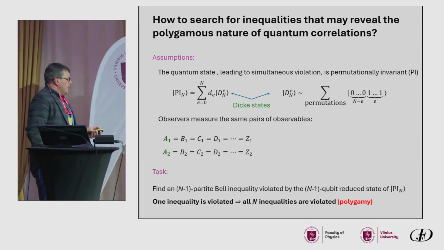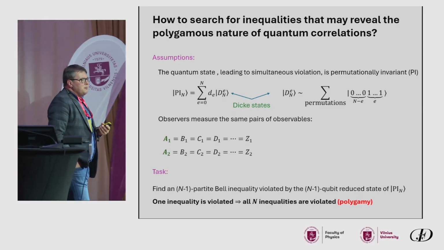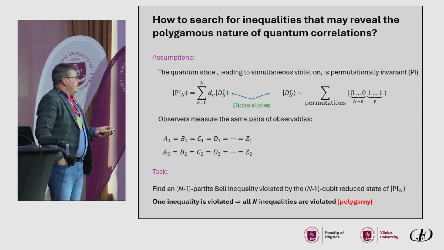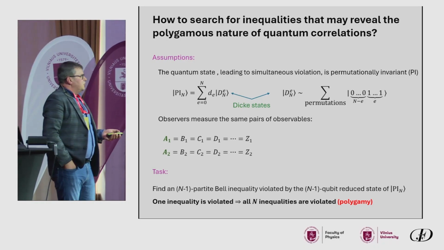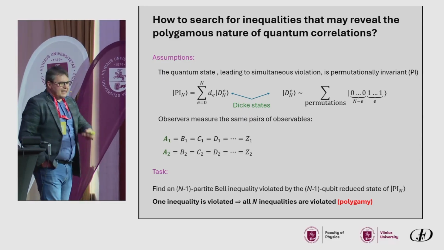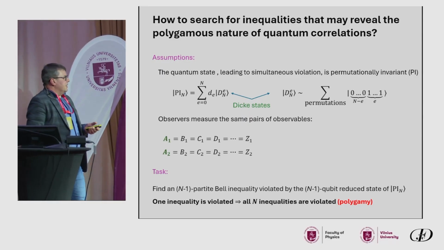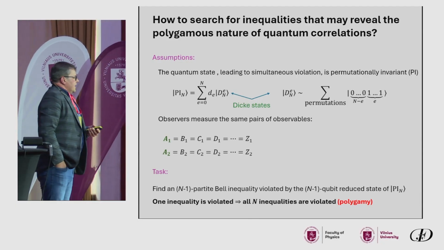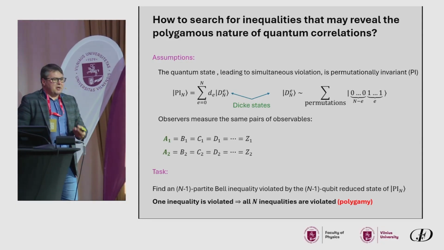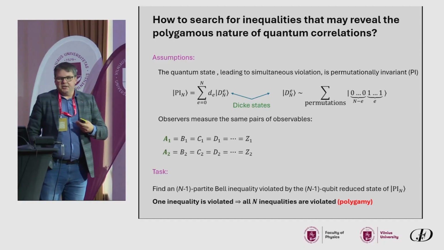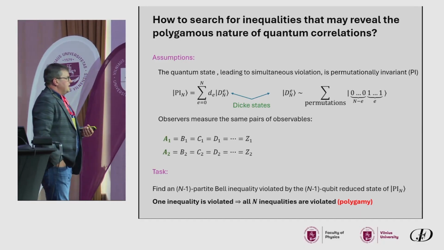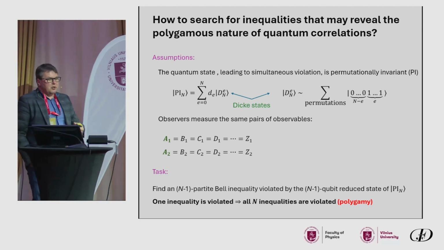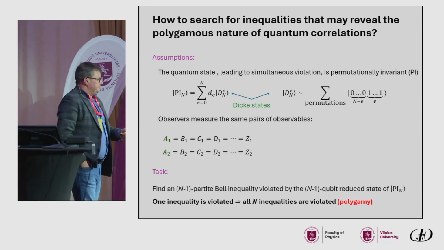Our task is now to find an n-1 partite Bell inequality violated by the n-1 qubit reduced state of this PI state. Due to PI symmetry, if one such inequality is violated, then automatically all n inequalities are violated, and we observe polygamy.